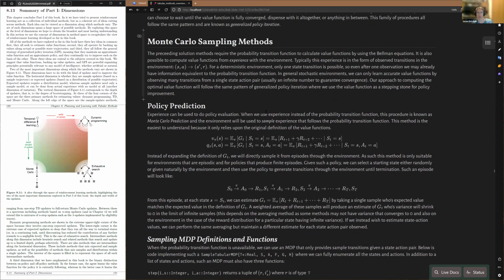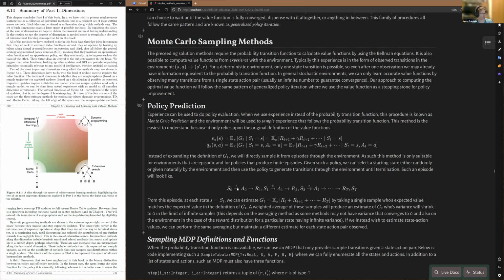These techniques are really easy to understand, because if you start with the definition of both value functions here, which is just the expected value of G, right? And the expected value of G is just the expected value of this sum of the rewards, either starting from a state or starting from a state action pair.